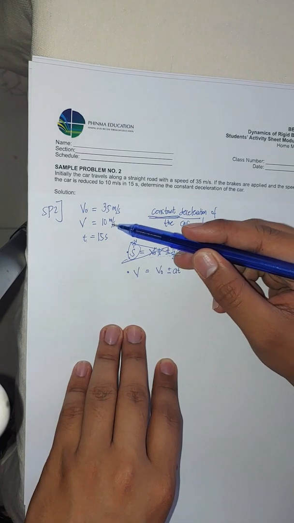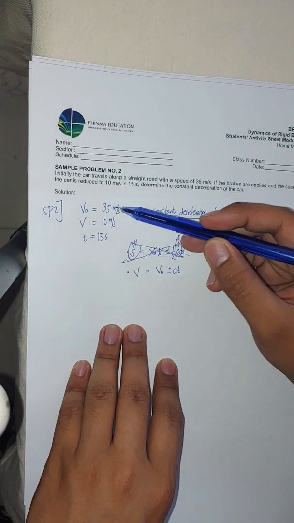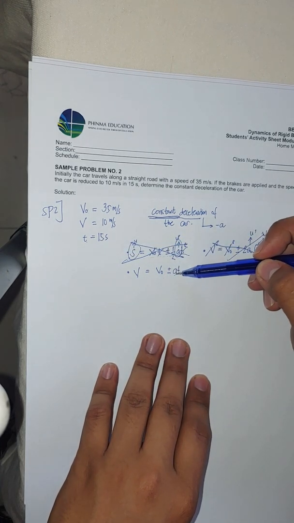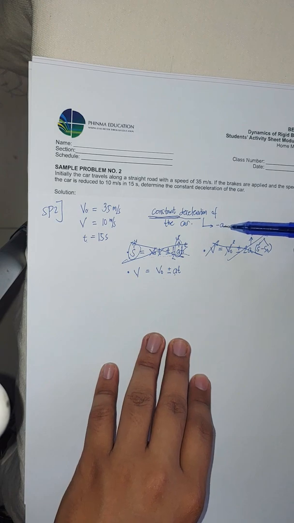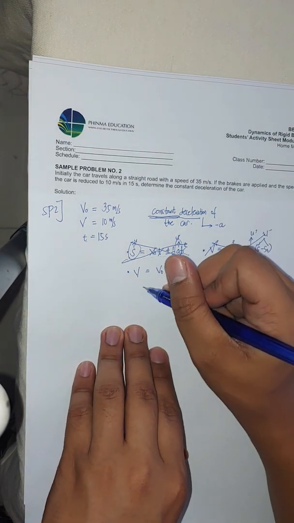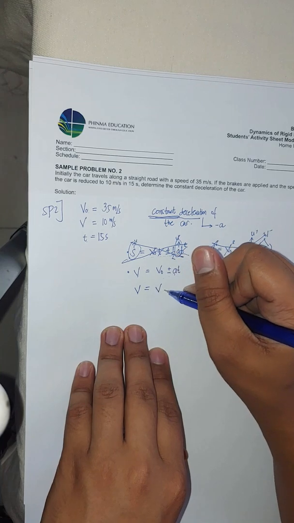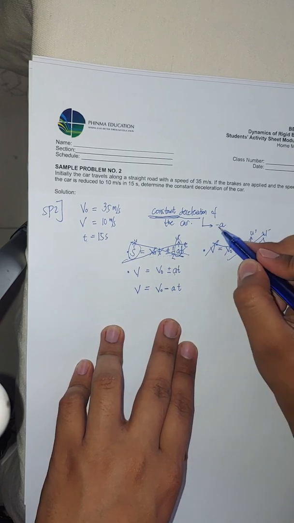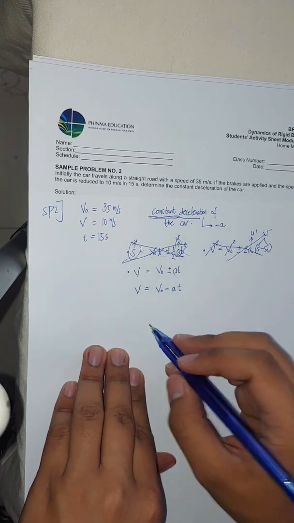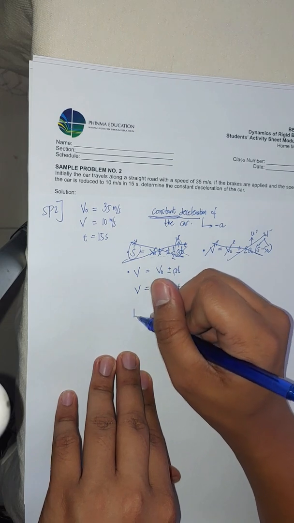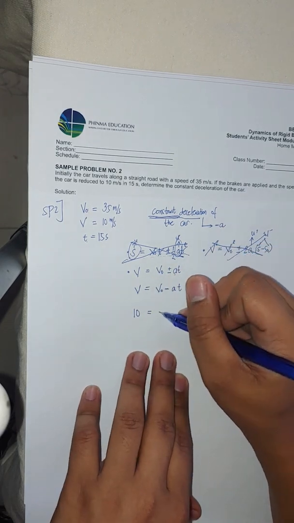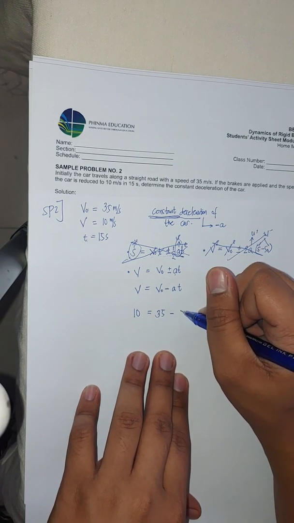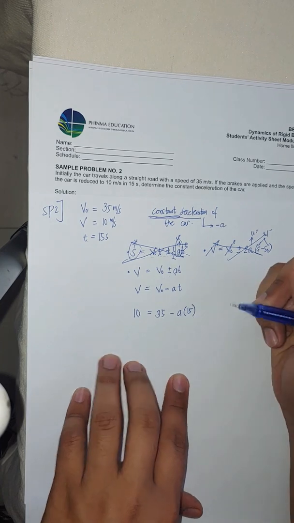So, we have final velocity, 10 meters per second. Initial velocity, 35 meters per second. We have the time. We are asked for the deceleration or the negative acceleration. So, in this problem, we use V equals V naught minus A T. We use minus because this is deceleration or negative acceleration. So, substituting the values, our final velocity is equal to 10 meters per second. Initial is 35 meters per second minus the acceleration times the time of 15 seconds.